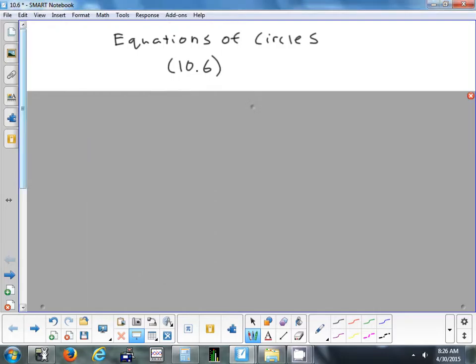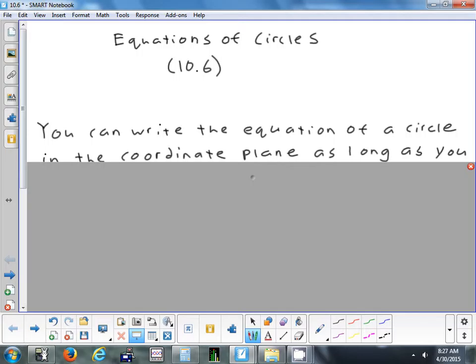All right, so today we're going to finish up our last section in 10.6. It's on equations of circles. There won't be any theorems today that we have to learn about chords and things. All we're going to do is learn how do you write the equation of a circle and how do you graph it. Okay, that's pretty much it.